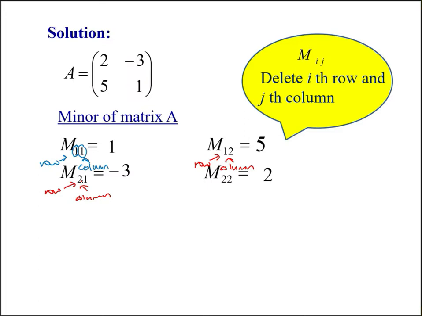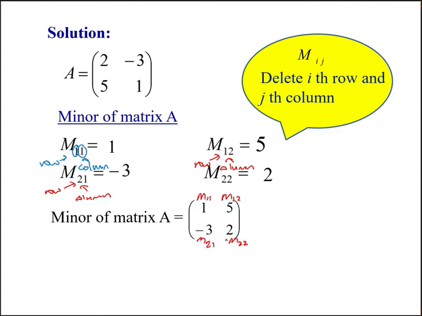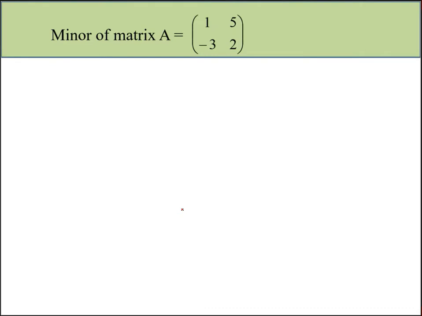Remember, the question wants you to find the minor of matrix A. That means a minor matrix. Put all of the minors into a matrix. Arrange them according to their elements. This is the position for M11, position for M12, M21 here, and M22 here. Next part of the question wants you to find the cofactor matrix.